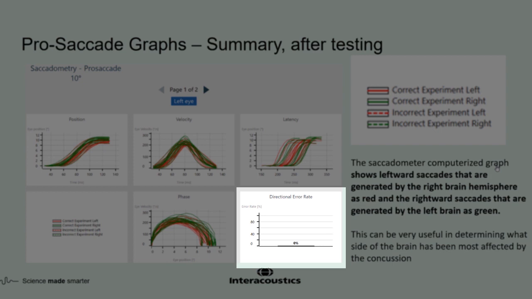There's some normal level of directional errors. Norms don't exist on what those are yet. In my clinic, we aim for 7% or less. We consider that to be normal. And those directional error rates go up dramatically when people have had brain injuries.